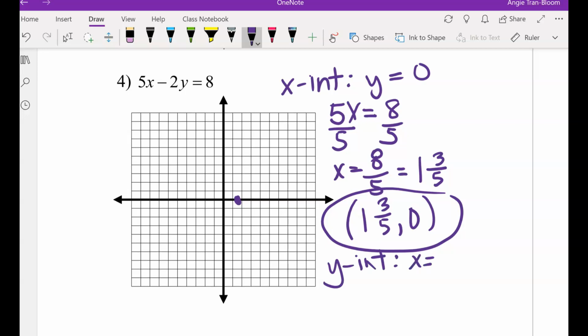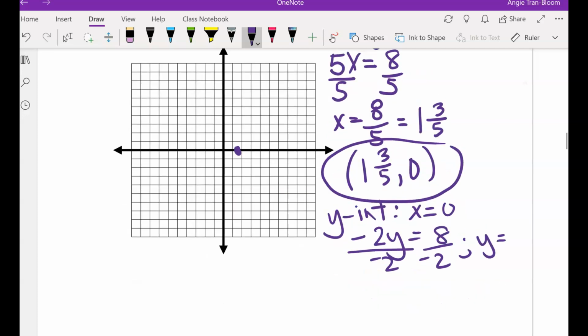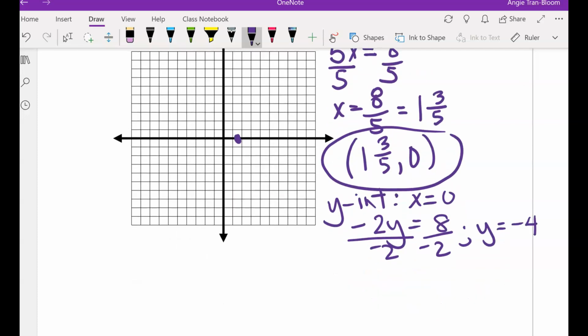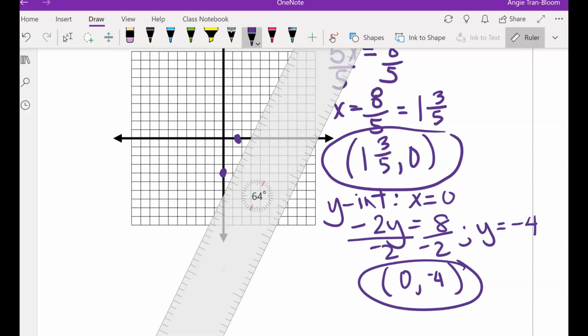Similarly, y-intercept, what do you cover? Y-intercept, that means x has to be 0, so the x term is completely gone. You have -2y equals 8. Divide both sides by -2. Y-intercept is at -4. How do we write that as an ordered pair? (0, -4). We'll plot that dot, straight up your y-axis.